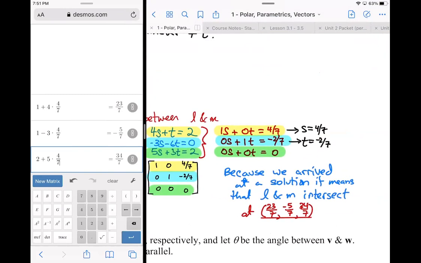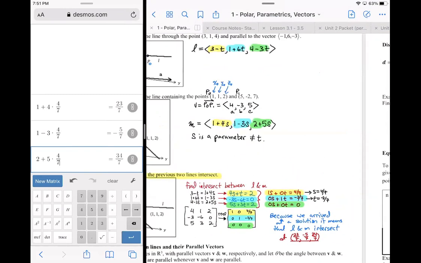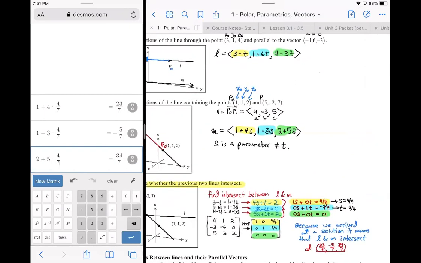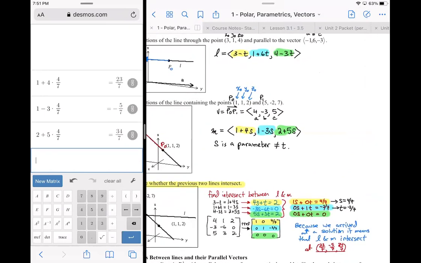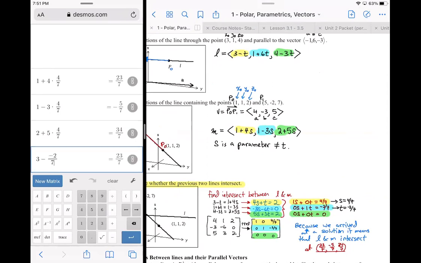All right, and we could verify it by popping in the negative 2 sevenths into the other equation, but I'll just do it for the first one just to verify. 3 minus negative 2 sevenths, and you get 23 sevenths. So it worked for the first component, so there's no reason to doubt that it's going to work for the other components.